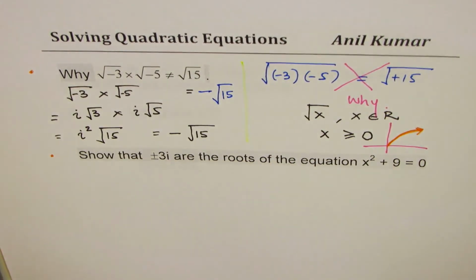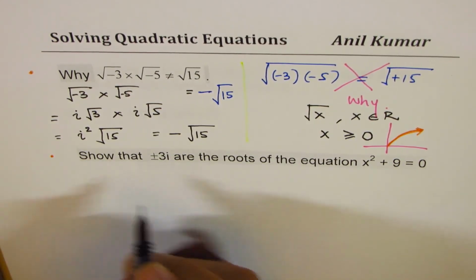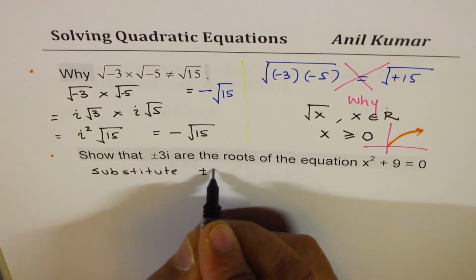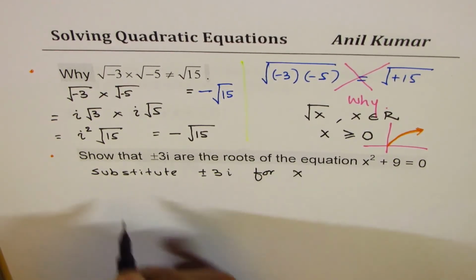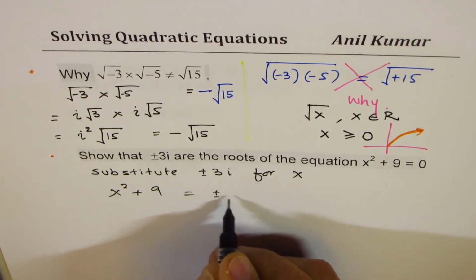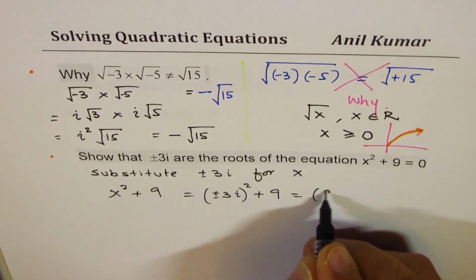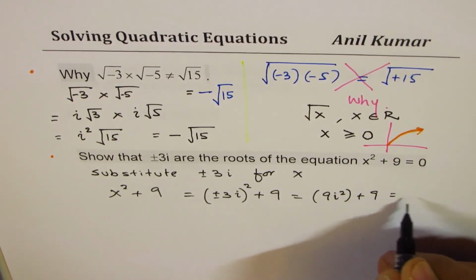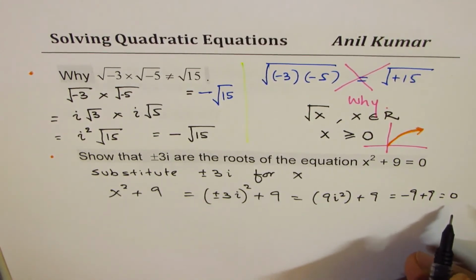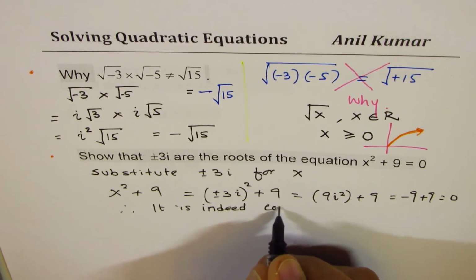One more question in this series, which is show that plus minus 3i are the roots of this equation. So what you can do is substitute plus minus 3i for x. The equation is x squared plus 9, so you could write this as plus minus 3i whole squared plus 9. Evaluate. What do we get? We get 9i squared plus 9, which is minus 9 plus 9, which is 0. So the equation is true, correct? So therefore it is indeed a correct solution, right?